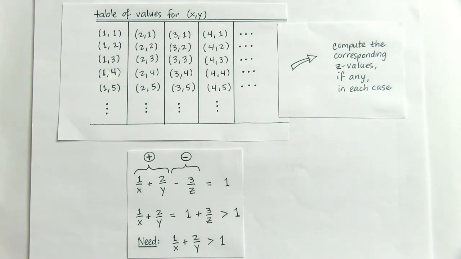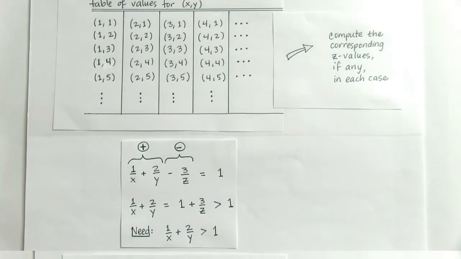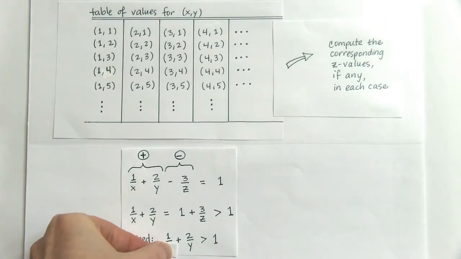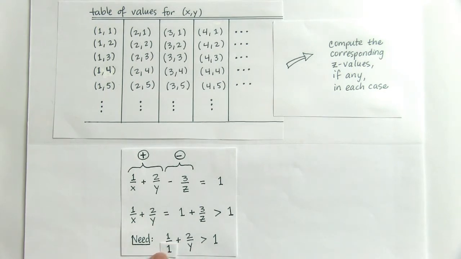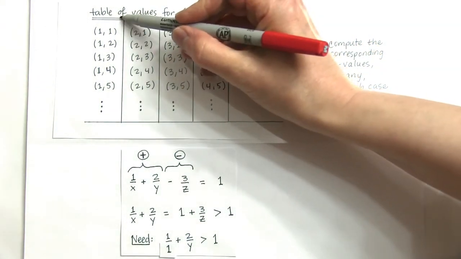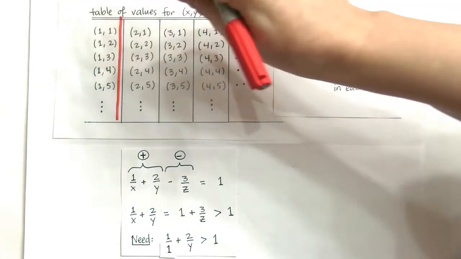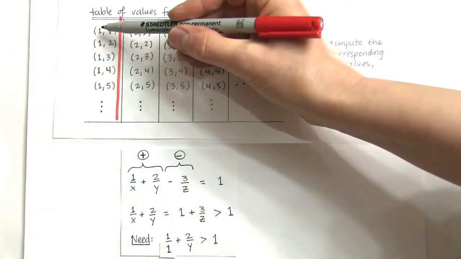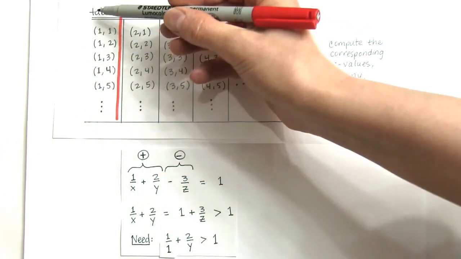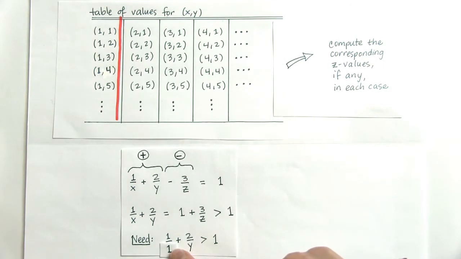Let's first note that there are certain values of x and y which will guarantee that this sum is greater than 1. For example, if we set x as 1, then this becomes 1 plus the positive quantity 2 over y, and 1 plus a positive quantity is certainly greater than 1, no matter what the value of y. So this whole column of values where x is equal to 1 will satisfy the condition that 1 over x plus 2 over y is greater than 1.